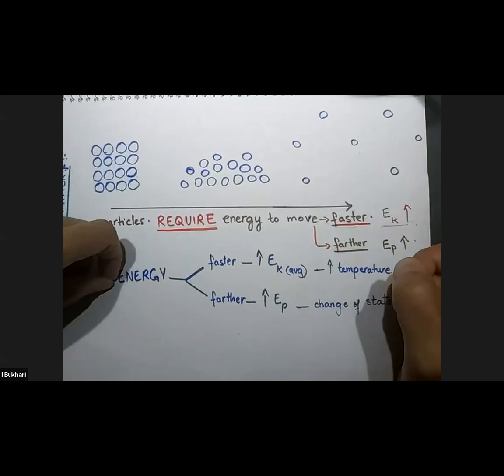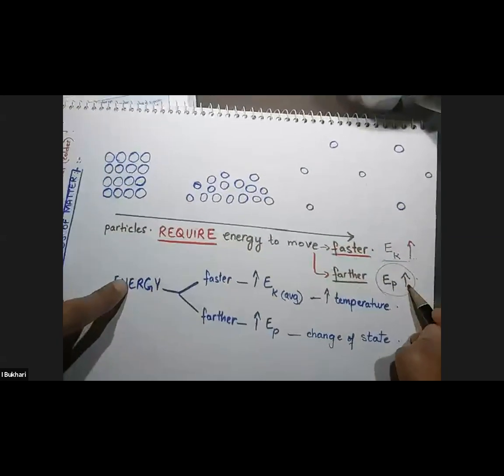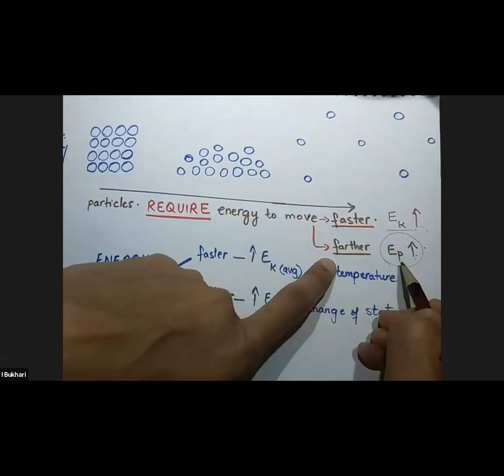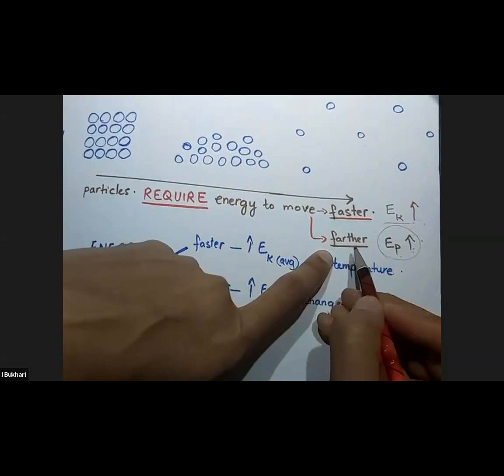Why does potential energy increase when the distance between them increases? Can anybody answer that? Why does the potential energy increase when they go farther away from each other?